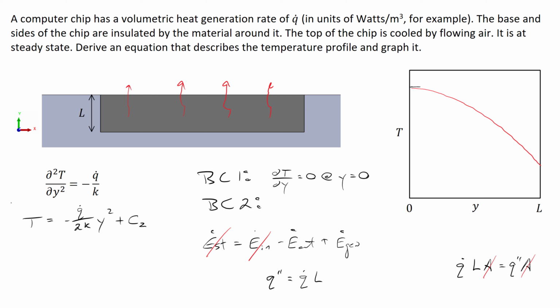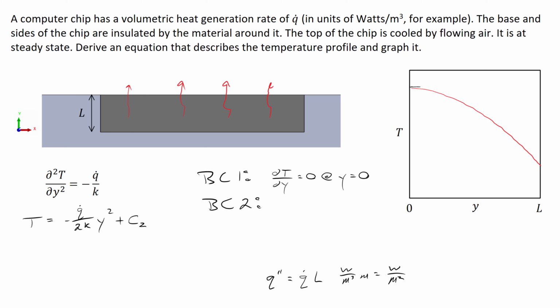Double checking the units on that, Q dot has dimensions of watts per cubic meter, and the length has dimensions of meters. So we're left with watts per meter squared, which is the flux at Y equals L. And on the outer surface of the chip, we have one other relationship. We know a value for the heat transfer coefficient, and we know a value for room temperature. So a second expression for Q double prime, which is valid at Y equals L, is equal to H times the surface temperature of the chip minus T infinity.